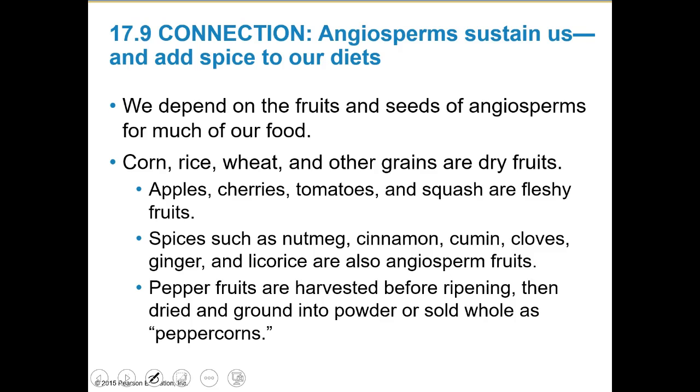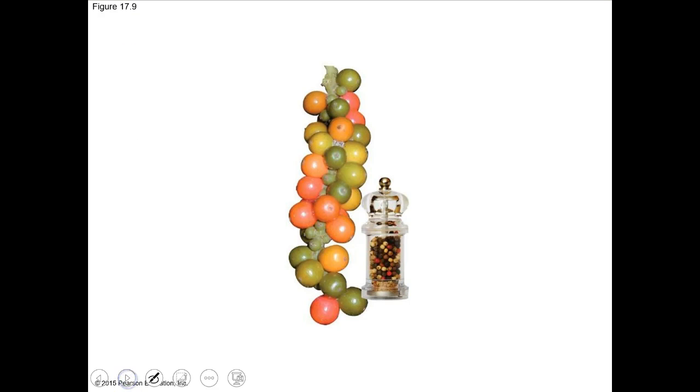So we depend on the fruits and seeds of organisms for much of what we eat. Corn, rice, wheat, and other grains are dry fruits. Apples, cherries, tomatoes, and squash are fleshy fruits. We even have spices like nutmeg, cinnamon, cumin, cloves, ginger, and licorice that are also angiosperm fruits. Pepper fruits are harvested before ripening, then dried and ground to a powder and sold as peppercorns. So a lot of what we eat and use.